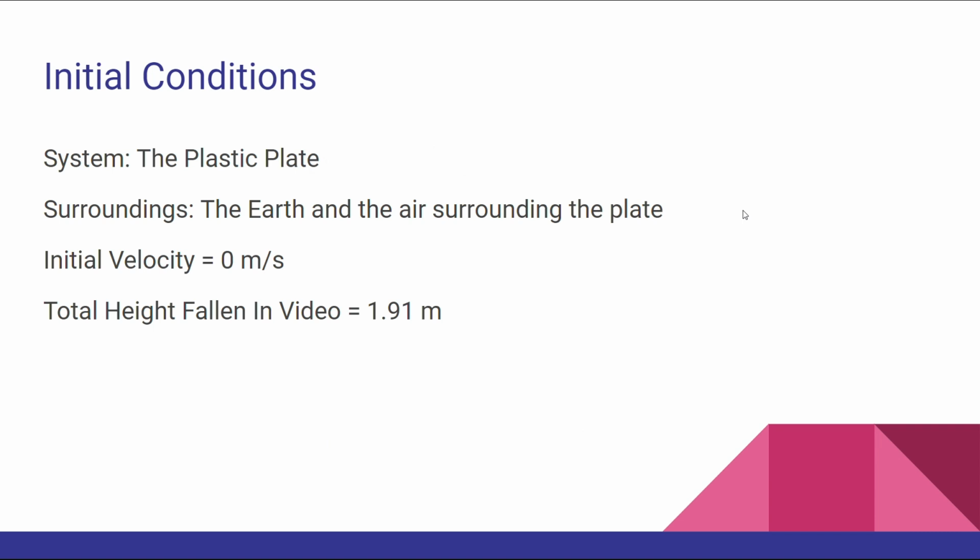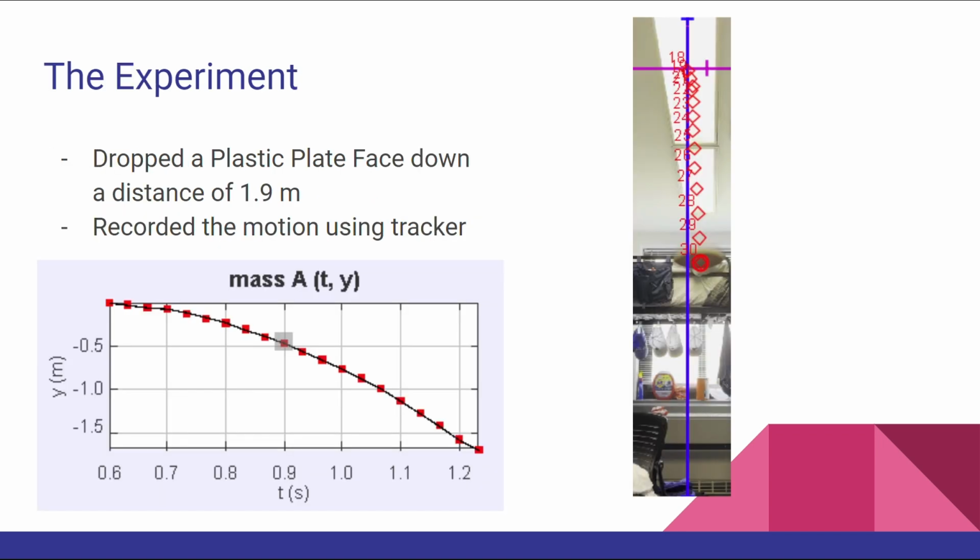Okay, so the initial conditions: the system I'm using is a plastic plate and it's facing downwards. The surroundings that are acting on the system are the Earth and the air surrounding the plate. The initial velocity is 0 meters per second, and the total height fallen in the video is 1.91 meters.